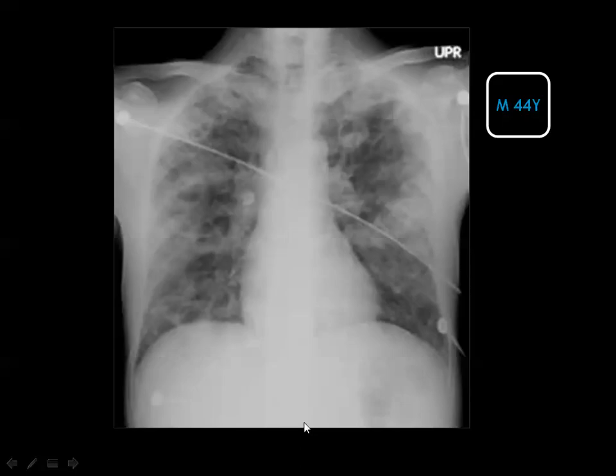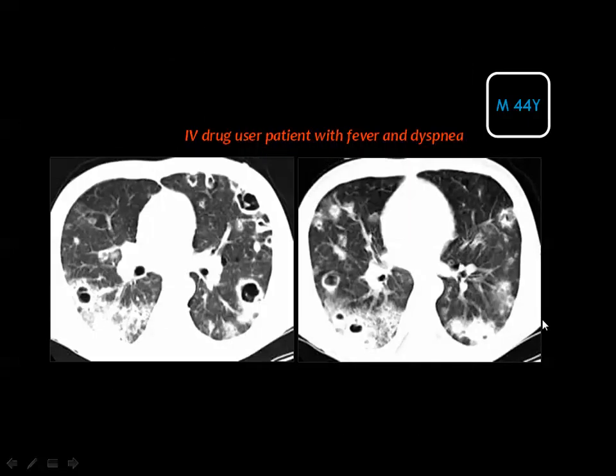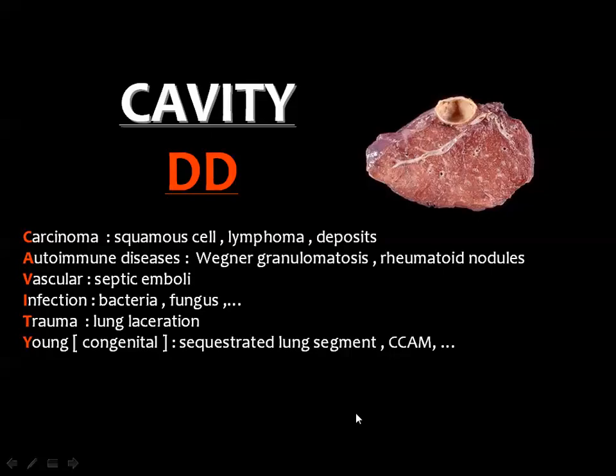And this patient is 44 years old with many cavitating pulmonary nodules. He is known to be an intravenous drug user and developed fever and dyspnea. The CT scan showed the classic appearance of numerous septic emboli scattered in both lung fields.